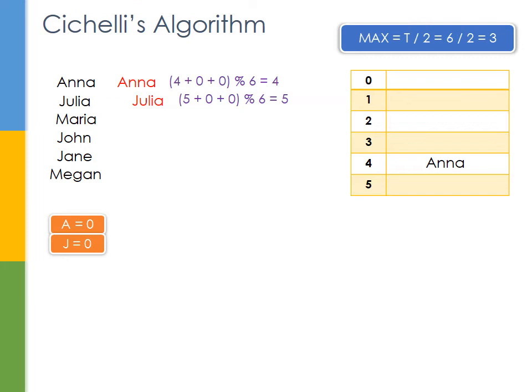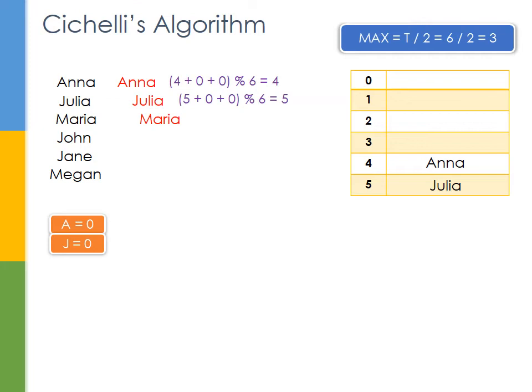Length of Julia is 5. 5 plus 0 gives you 5. Mod 6 gives you 5 once again, so Julia ends up in position 5. Also seems to be successful, but let's see. Julia is going to recursively execute the same algorithm on Maria.